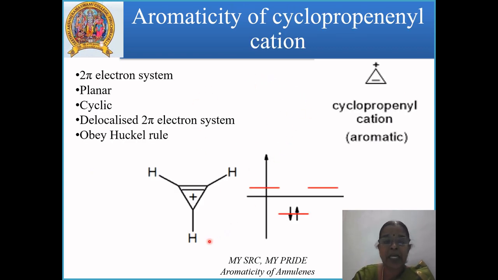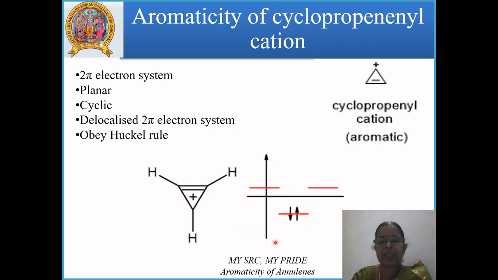If you look at the cyclopropenyl cation, all the carbons are sp2 hybridized, with one pi bond and a positive charge. The pi bond and positive charge can be delocalized to any of the carbons. So it is a 2 pi electron system. The n value is 0, so 4n plus 2 pi electrons becomes equal to 2 pi electrons. It is planar, cyclic and delocalized, having 2 pi electrons, obeys Huckel's rule, and it is aromatic.